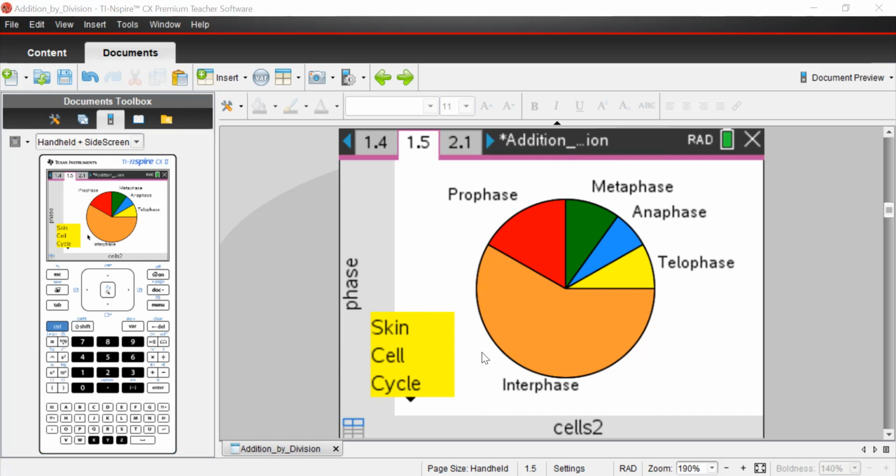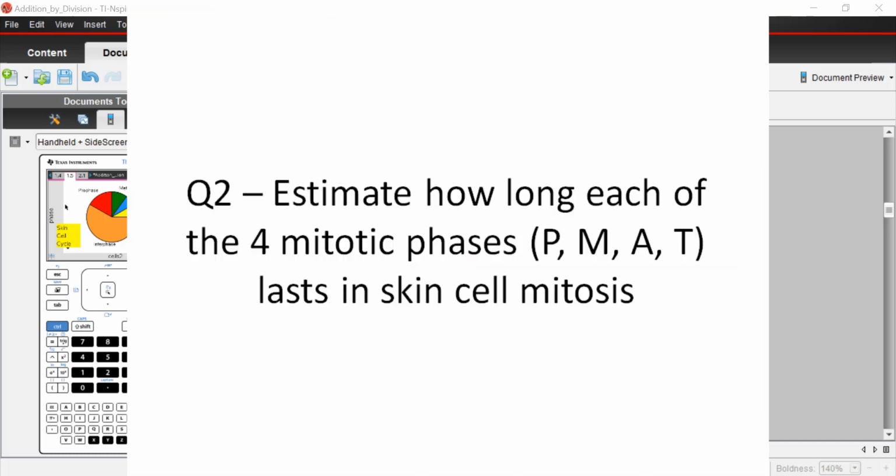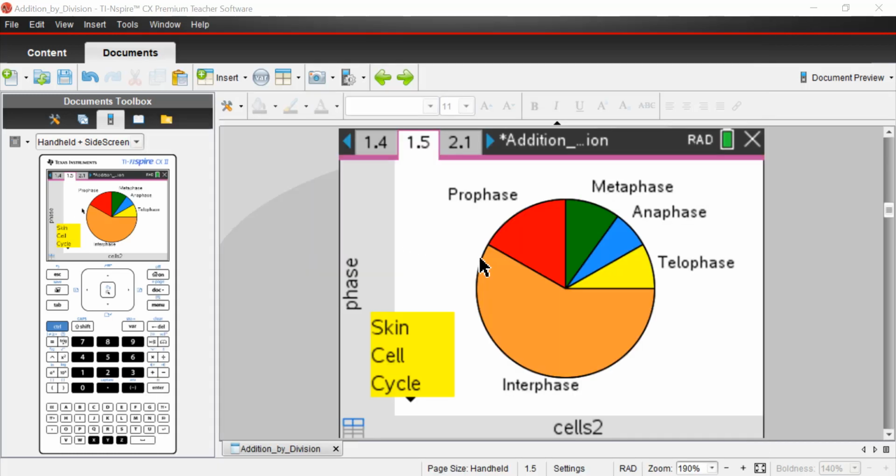All right. So you know what, let's go ahead and look at another question anyway. Let's look at question 2. Estimate how long each of the 4 mitotic phases, prophase, metaphase, anaphase, telophase, lasts in skin cell mitosis. We've got some information here. Again, you can pause the video if you want to figure these out yourself. Prophase is 16.7% of the overall cell cycle in skin cells. Metaphase is 10%. Anaphase is 6.7%, and telophase is 8.3%.